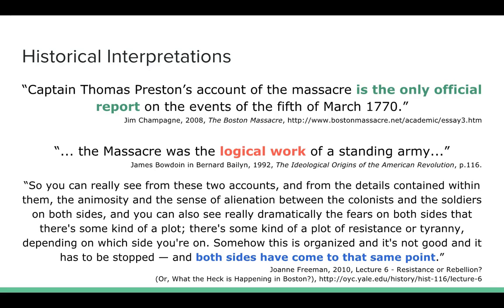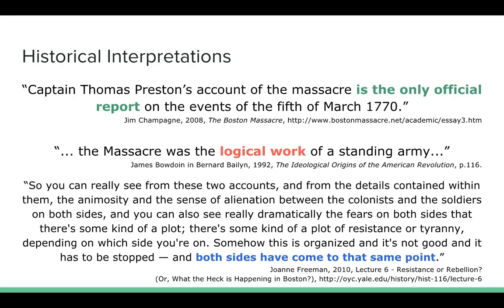So I've given you three historians here who have differing opinions on the Boston Massacre itself. We've got Jim Champagne at the top saying Captain Thomas Preston's account of the massacre is the only official report on the events of the 5th of March 1770. So Champagne is pretty much arguing here that we can't take what Gage said, we can't take what Adams said. We actually have to go to the person who was there at the time, and that was Thomas Preston. And whatever Thomas Preston says, we have to have faith that he's telling the truth, and he's got the right idea in communicating both sides of the story.